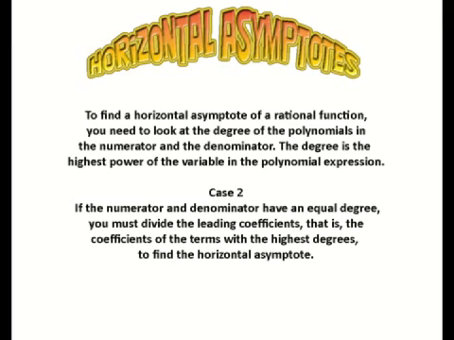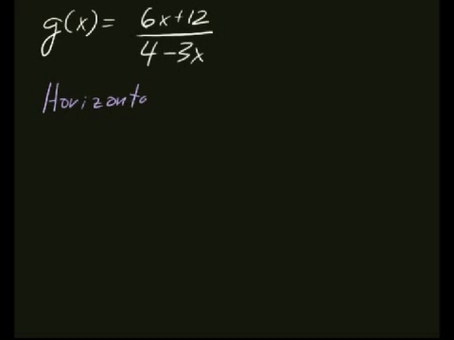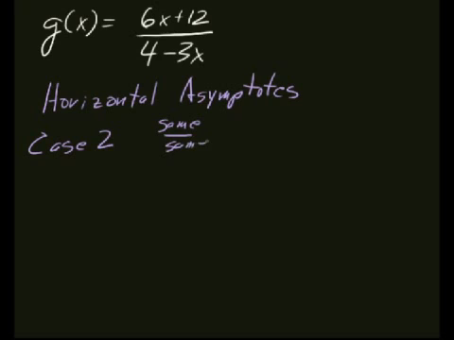If the numerator and denominator have an equal degree, like in g of x, we must divide the leading coefficients, that is, the coefficients of the terms with the highest degrees, to find the horizontal asymptote. The function g of x has equal degrees on top and bottom. To find the horizontal asymptote, then, I'll divide the leading coefficients. Now notice I'm going to have to rearrange this a little bit. The 4 minus 3x, I'm going to write that as negative 3x plus 4. And this means I divide 6 by negative 3, or y equals -2.